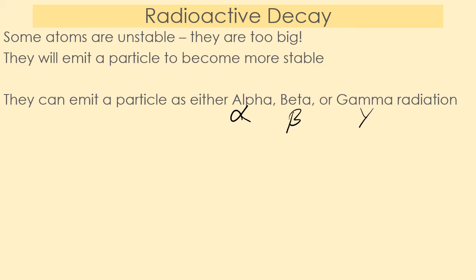Now, hopefully you'll remember that an alpha particle is two protons and two neutrons. A beta particle is an electron. And a gamma particle is an EM wave. Now, I know we can get positrons as well, but don't worry too much about this just yet. Just know it's alpha, beta, and gamma as the two protons and neutrons, an electron and an EM wave.